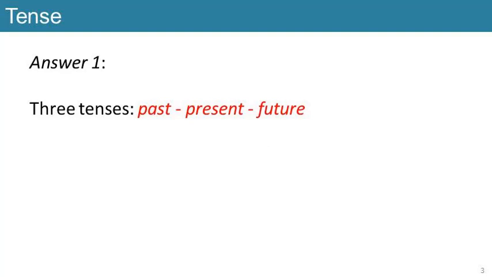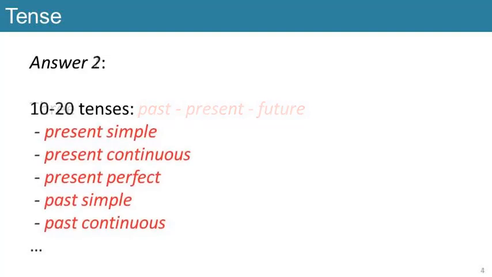If you are an English native speaker, you may have said that there are three tenses: past, present and future. This is an intuitive answer since we can divide time neatly into these three periods. If you are a non-native speaker, you may have listed the verb constructions that you have learned or been taught: present simple, present continuous, present perfect, past simple, past continuous, and so on, and come up with a number between 10 and 20 or more.